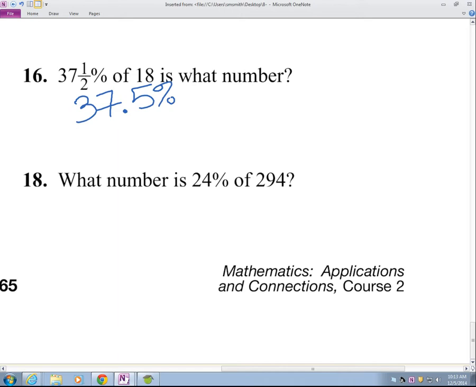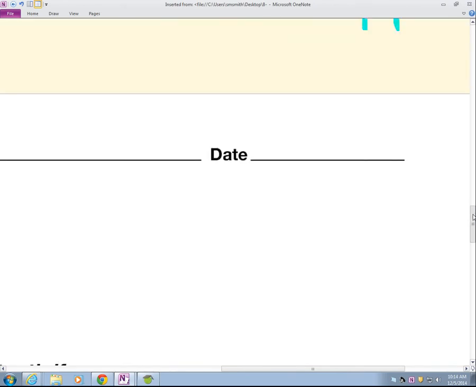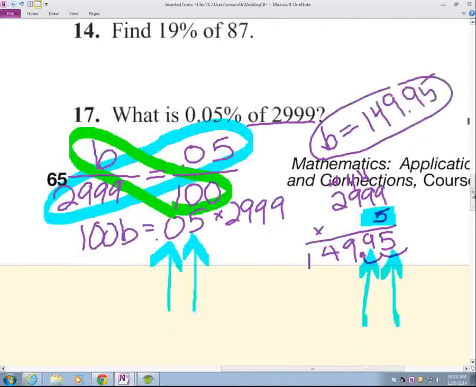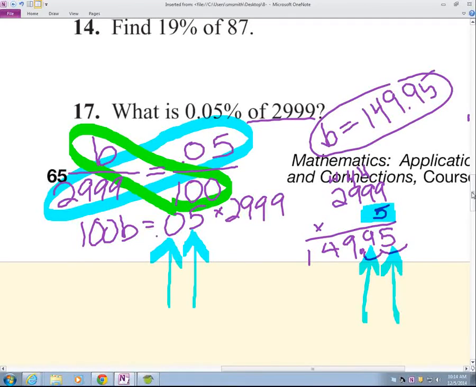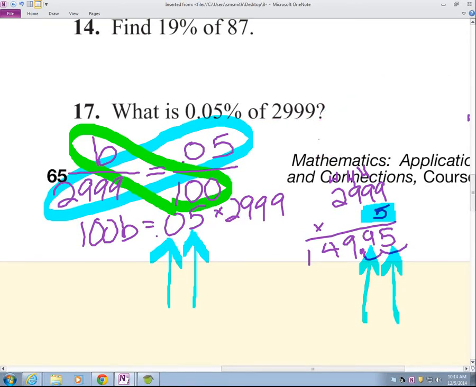Yes? On the study guide on number 17, why would it be just... Oh, you're right. I didn't finish. Thank you. I didn't finish because I'm stuck for space here.